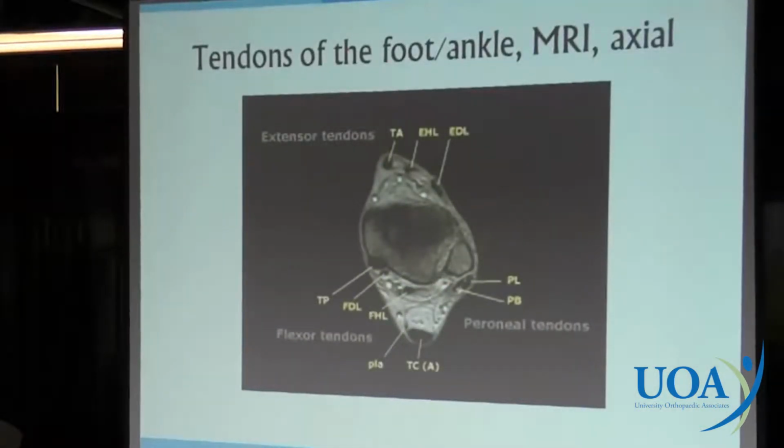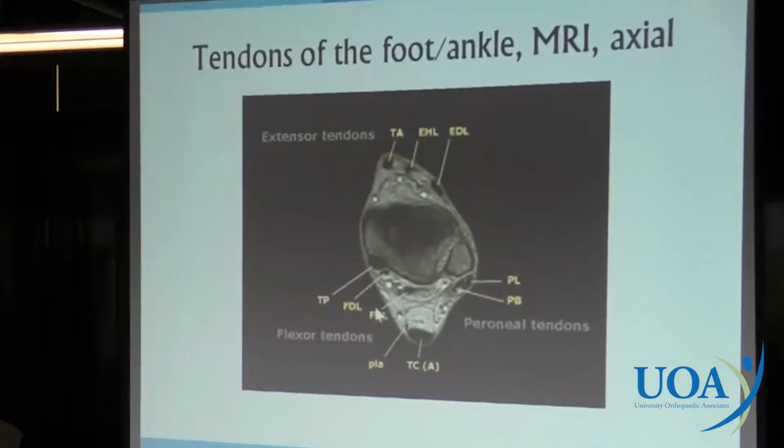An axial view of the ankle can be interesting. The black dots are our tendons here. So tibialis anterior is anteriorly there, EHL and EDL. Coming around laterally, we have peroneus brevis and longus. The brevis is closer to the fibula. It's flatter, and that will be important when we get into discussing injuries thereabouts.